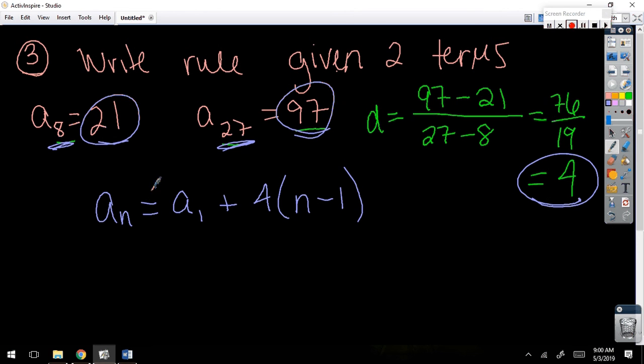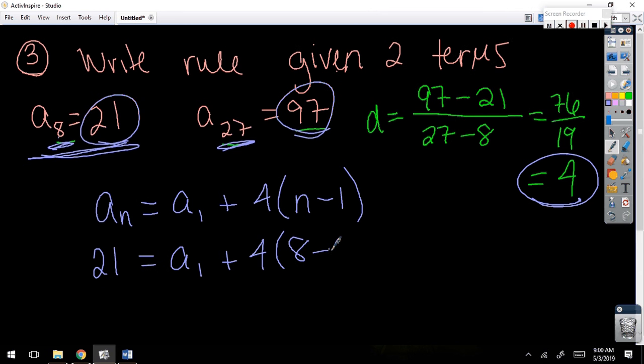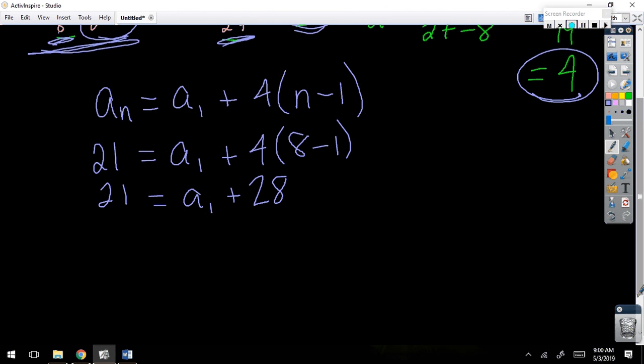I'm going to use the first one. If I plug 8 in for n, the equation better give me 21. So 21 needs to equal first term plus 4 times 8 minus 1, right? So 21 equals first term plus 4 times 7, which is 28. That's right. Move that 28 over.